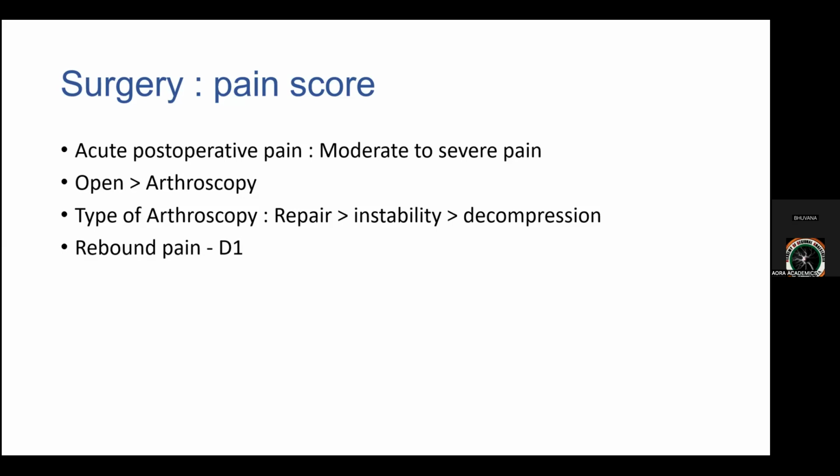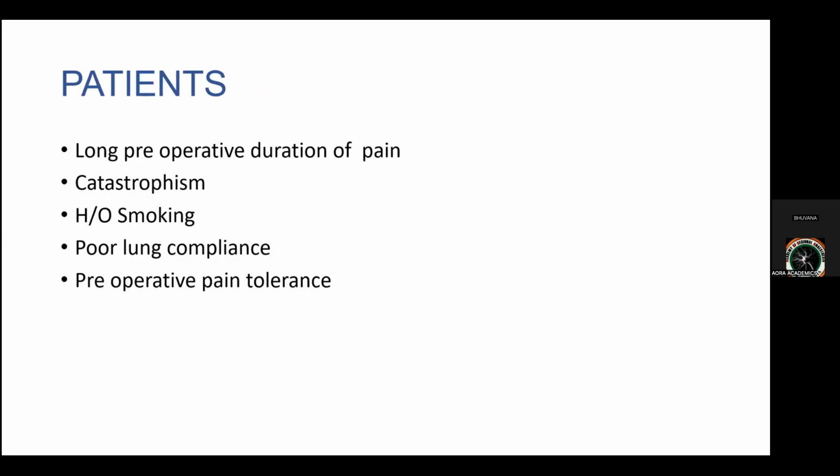The numerical rating score is usually more than or equal to 7. The factors involved in rebound pain are young females and patients with severe preoperative pain. In case we do not include dexamethasone in our stock solutions, the patient might develop rebound pain. In patient factors, we have to know how long the patient has had preoperative pain, any history of catastrophizing, history of smoking, and we have to know the lung compliance status and preoperative pain tolerance. Based on that, we need to decide the anesthesia strategies.